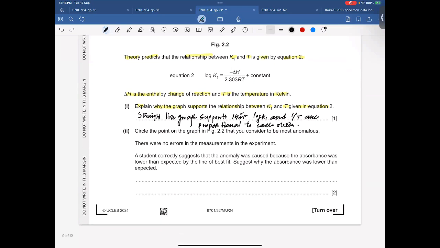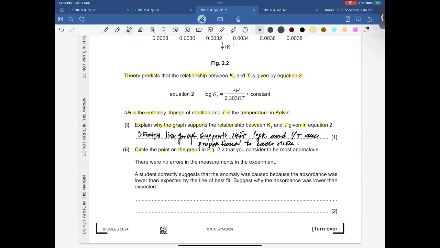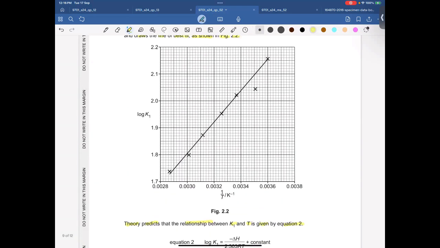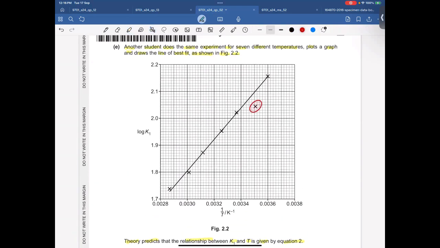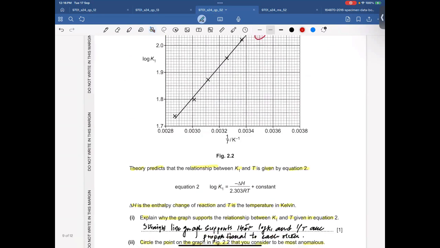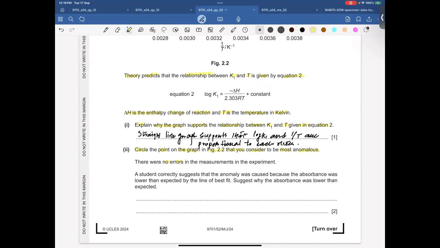Okay. Circle the point on the graph in figure 2.2 that you consider to be most anomalous. So the most anomalous point must be this one. Okay. There were no errors in the measurements in the experiment. A student correctly suggests that the anomaly was caused because the absorbance was lower than expected by the line of best fit. Okay. Suggest why the absorbance was lower than expected.